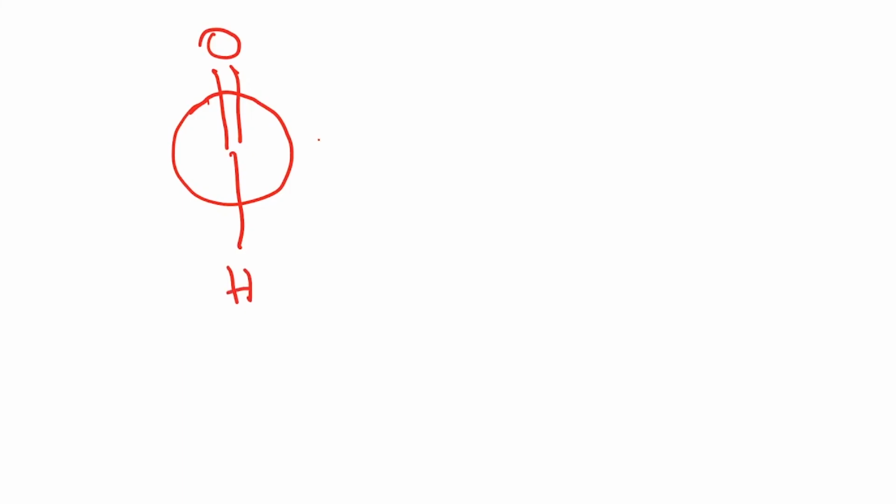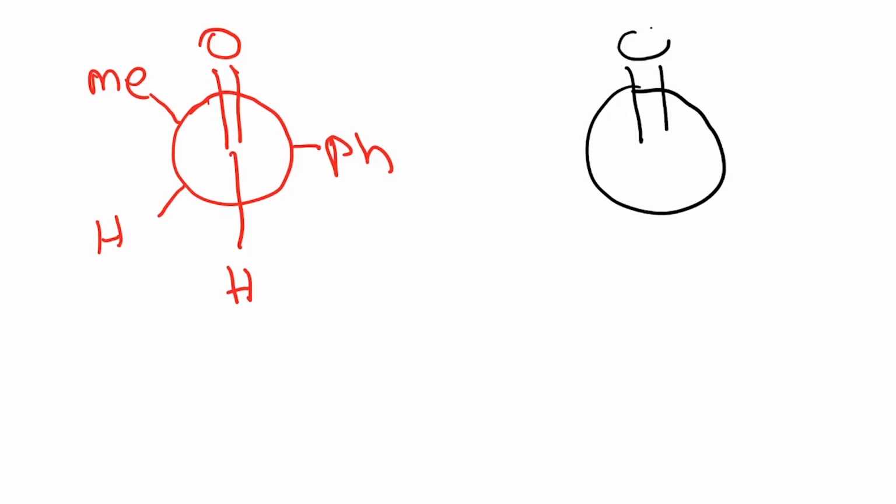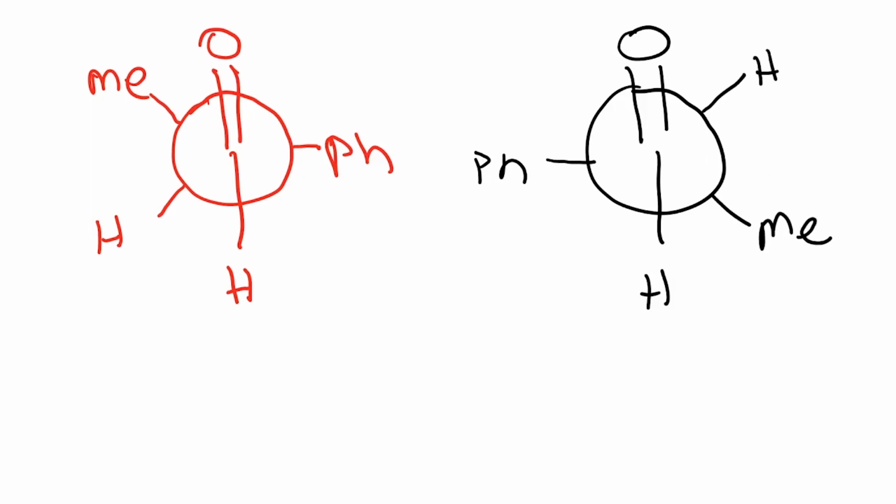I'm just going to draw out these two conformations once again so that we understand this. In the model that we are now constructing, we wish to consider the two conformations wherein the largest group is perpendicular to the carbonyl. This is one of those conformations, and the other conformation is over here. These are the two conformations that we are interested in.